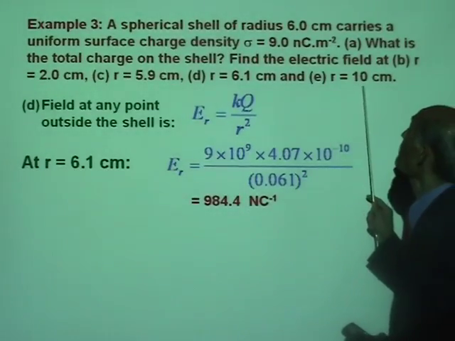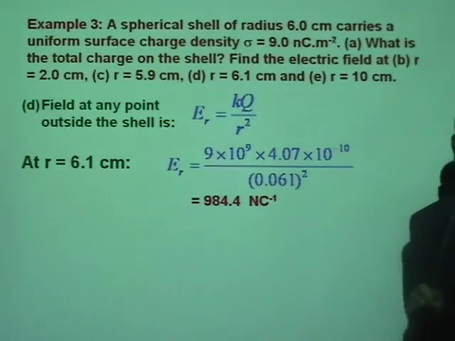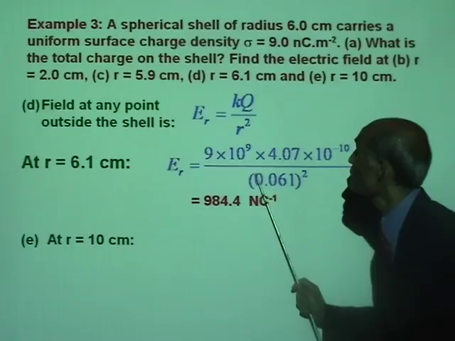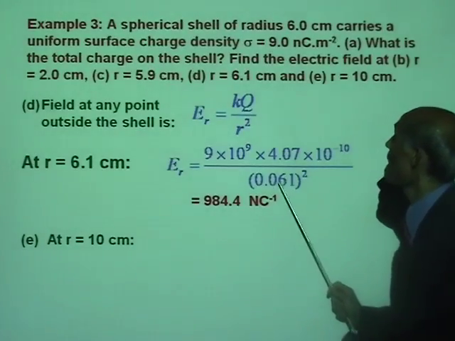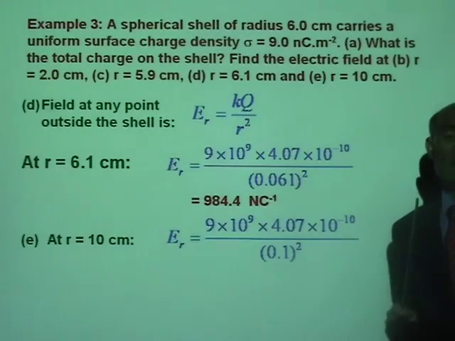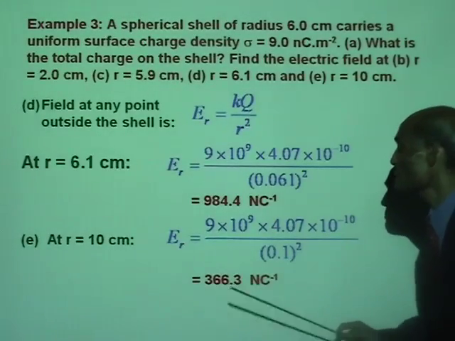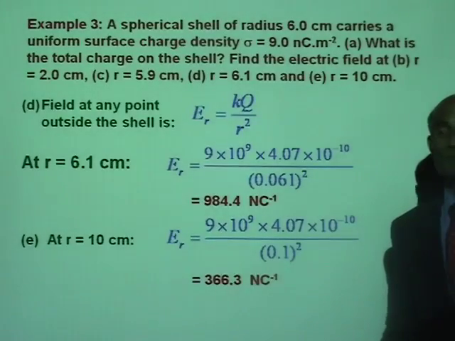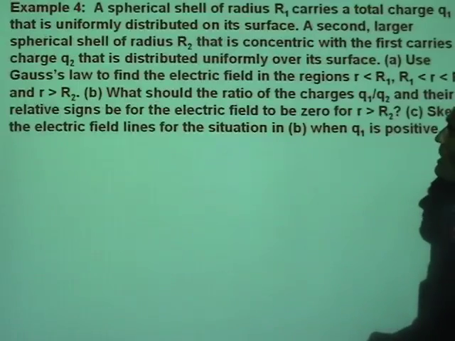What will be the electric field at a distance 10 centimeter from the center? Well, all we need to do is replace the value of r by 0.1. Everything else is the same, and that is 366.3 Newton per coulomb. Alright, a very simple problem.